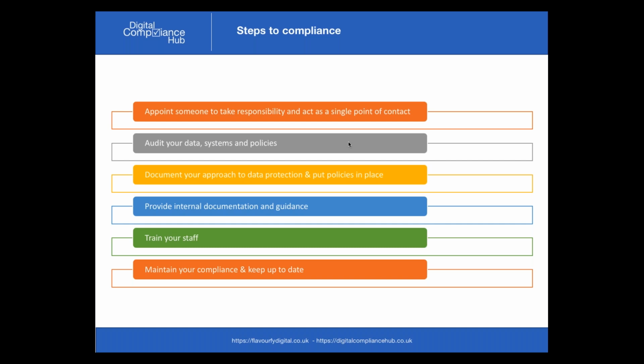Carry out an audit of your data systems and policies, and I'll talk briefly about that in a second. Document everything, because that's the accountability principle. Demonstrate that you've thought things through, and this is the reason why you're doing this processing in this particular way. Have internal policies, and if you can, provide documents so that you can help your employees understand where to find information if they need it. Importantly, train your staff. If there's two things the Information Commissioner is going to want to know, it's where's your training and where's your policies. So it's important to have those in place.